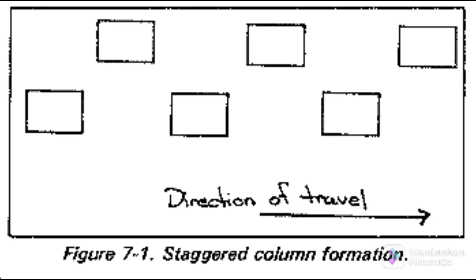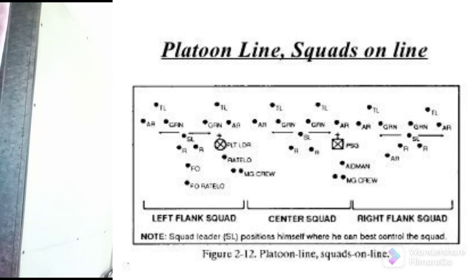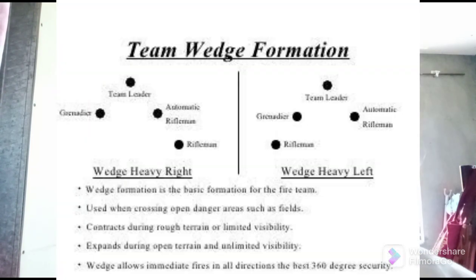The column formation is used for road marches, for movement during limited visibility, and when passing through defiles or other restrictive terrain. The line formation is used for rapid movement when time is limited. However, it provides little flank security. Wedge is used by platoon-sized elements. It allows for security and facilitates positive command and control.